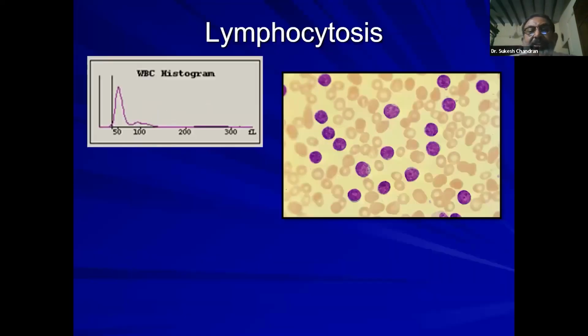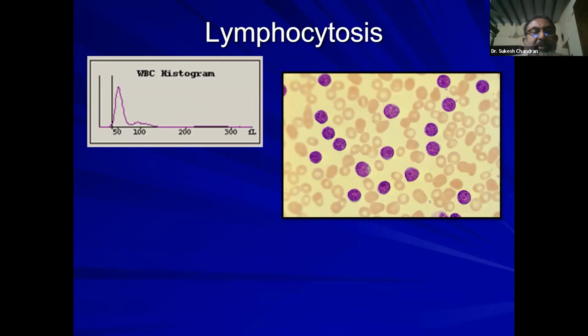Now here I have got lymphocytosis. You can see that there's hardly any neutrophils. Most of the cells are lymphocytes. What's your diagnosis? I have not looked at the smear till now. Now, is there something wrong with this histogram?